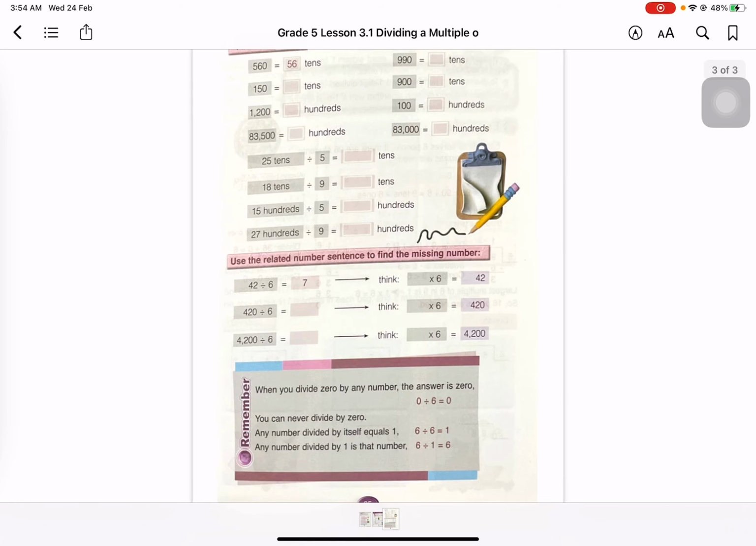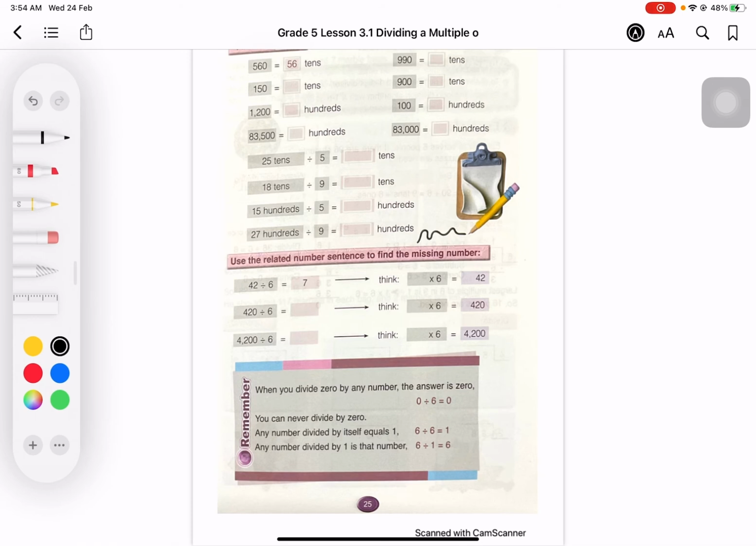let's go to page 25, and the first question in page 25, it's 560 equal, I can write this number in another way. I can cross the 0 and write instead of it tens. So it is 56 tens. Okay, if I have 150, I need to cross the 0. So how much I will write? Yes, you are correct. I will write 15 tens.